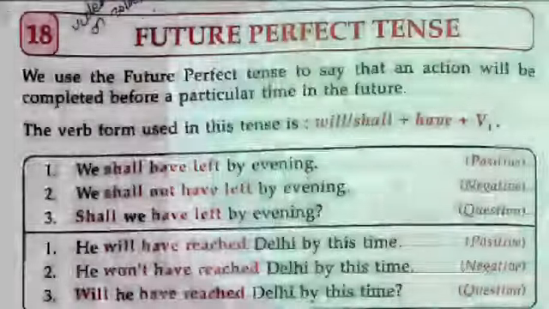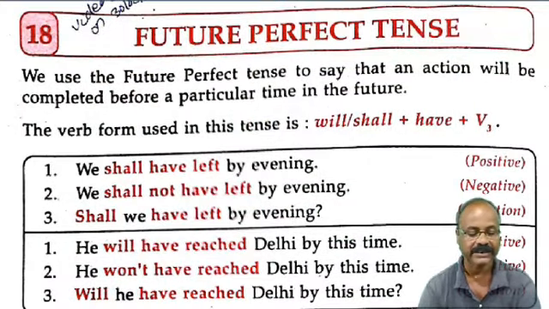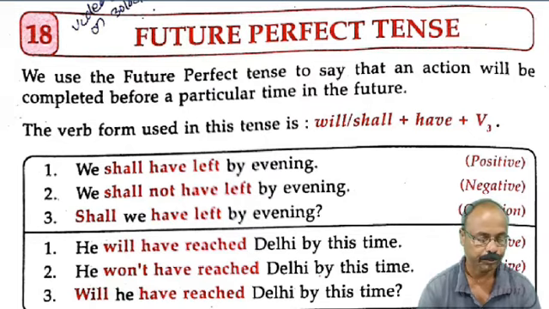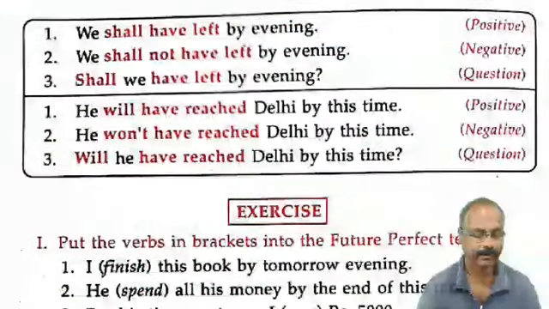So, what is future perfect? We use the future perfect tense to say that an action will be completed before a particular time in the future. The verb form used in this tense is will/shall plus have plus V3. Let me give you some examples.